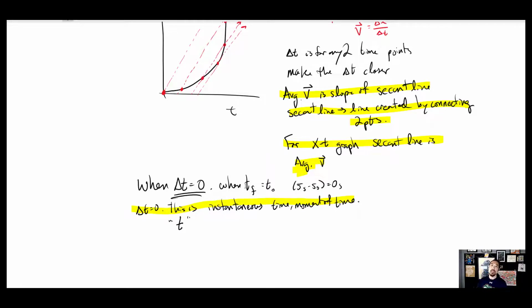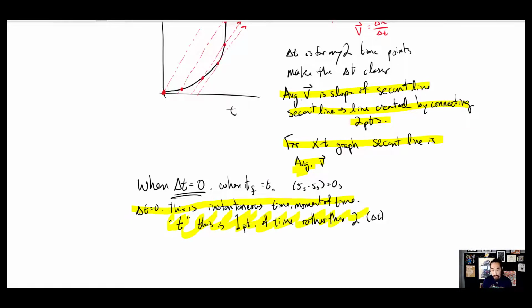T is just a single moment in time, and the important idea is this: this is 1 point of time rather than 2. And I'm just going to put delta t in parentheses because that's 2 moments of time. All right, so a lot of very important definitions here.